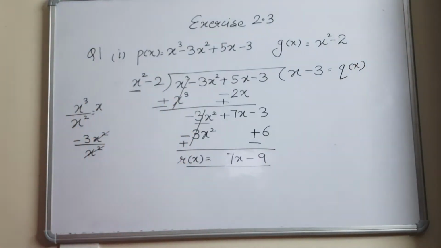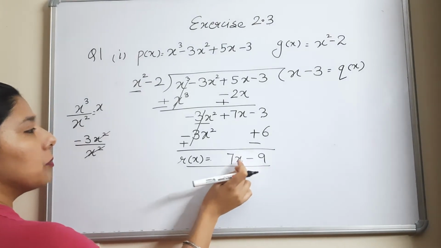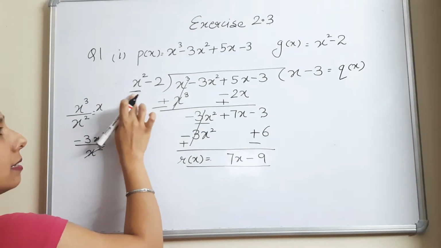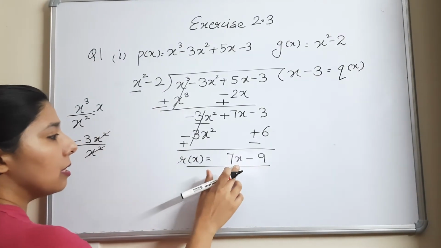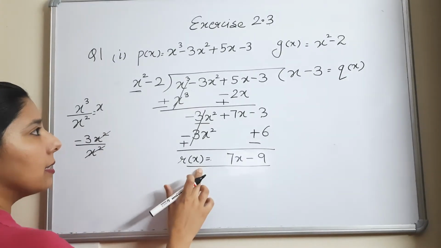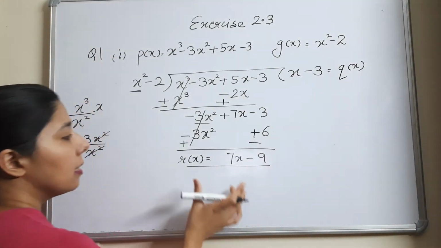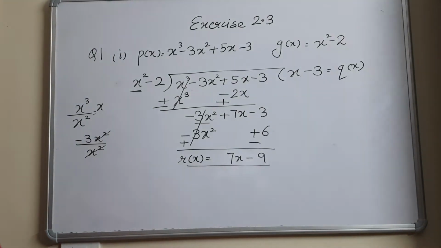So here our division stops because the degree of the remainder is smaller than the degree of g(x). Whenever the degree becomes smaller than that of g(x), you just stop the calculations there. So your answer is this: the quotient is this and the remainder is this. This is how we do the division in polynomials.